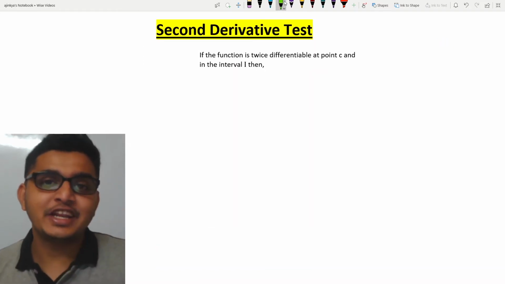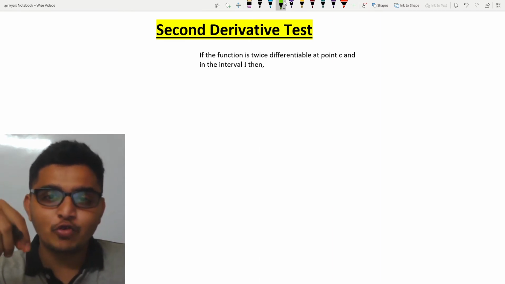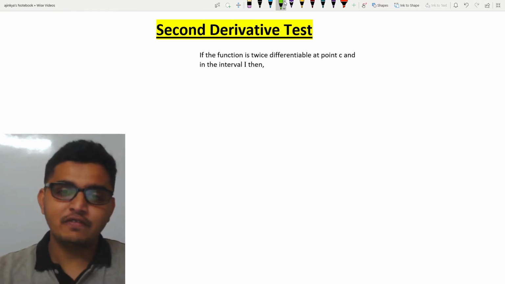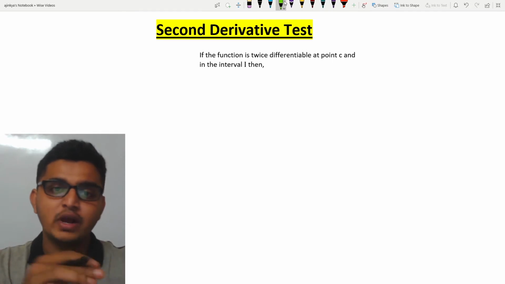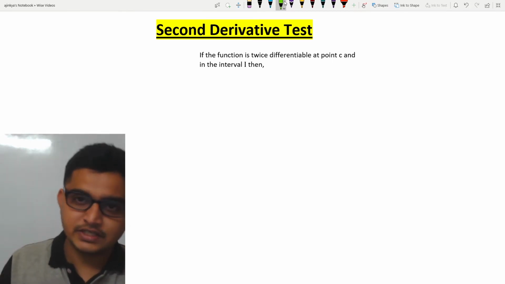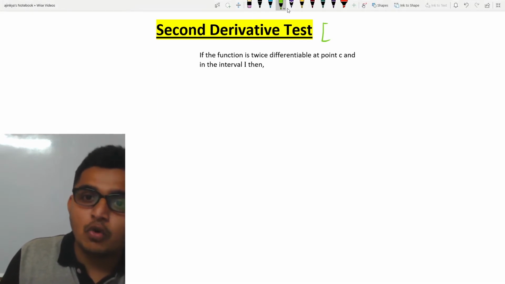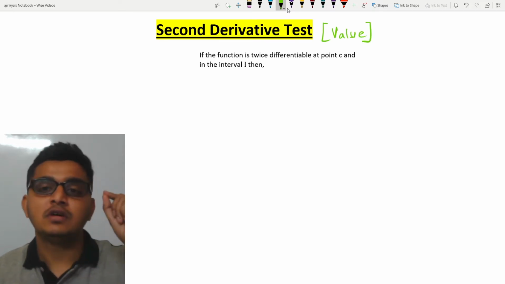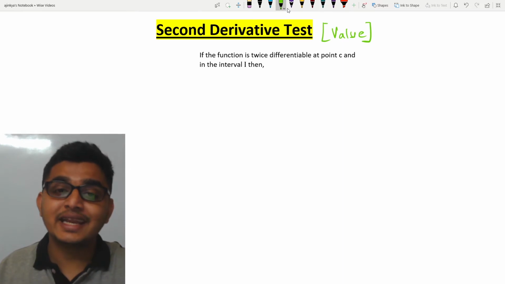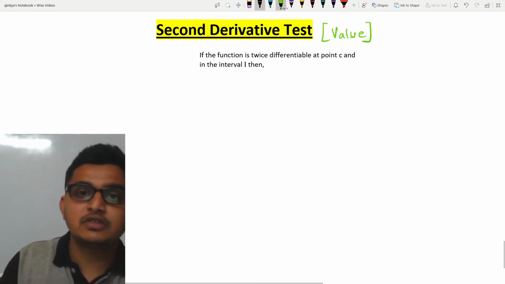Okay, so the second derivative test is fairly easy, but in this test we are not going to find the turning points. We have done that in the previous first derivative test. So why are we doing another test, the second derivative test? In plain simple English, it is to find the maximum value or the minimum value of the particular function. By doing the second derivative test, we get assured that the values are going to be maximum or minimum.